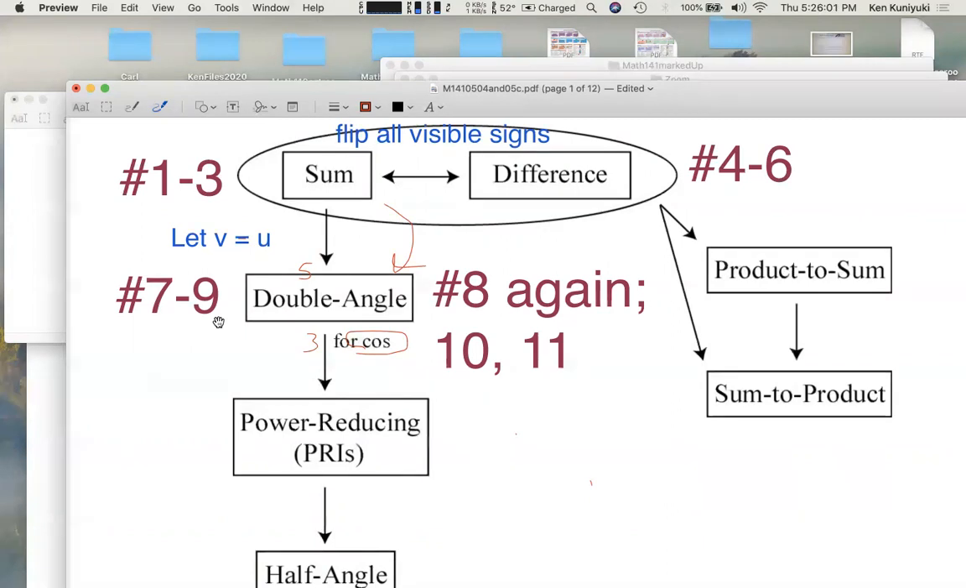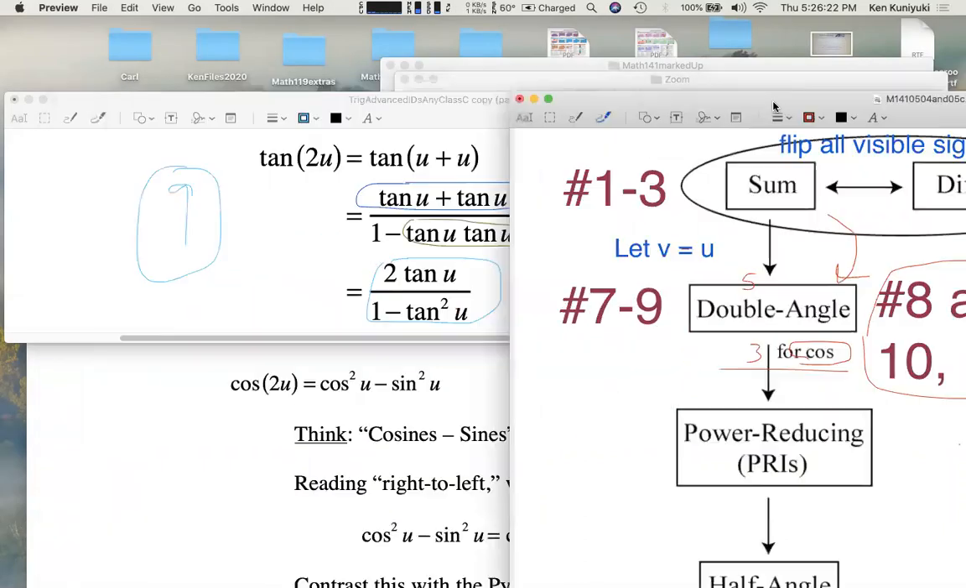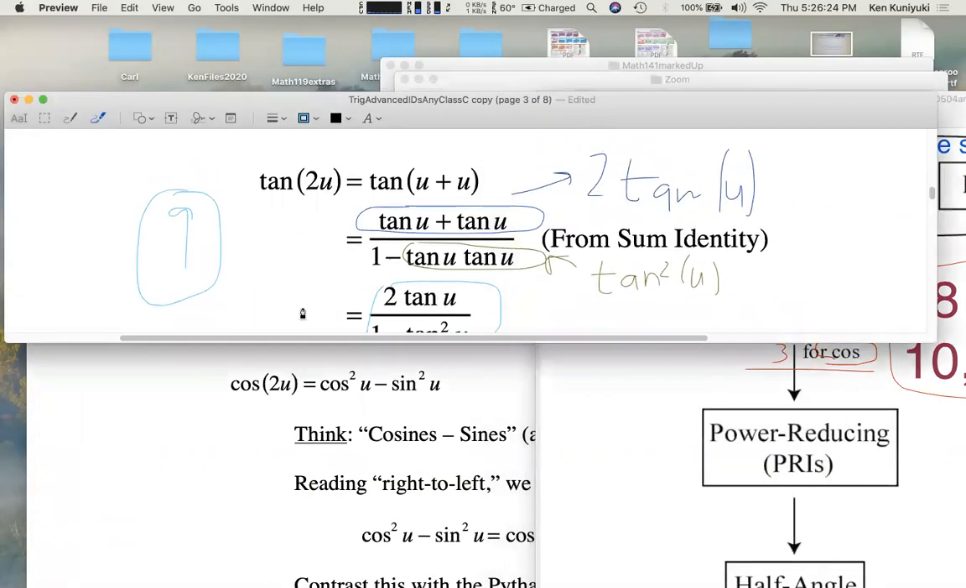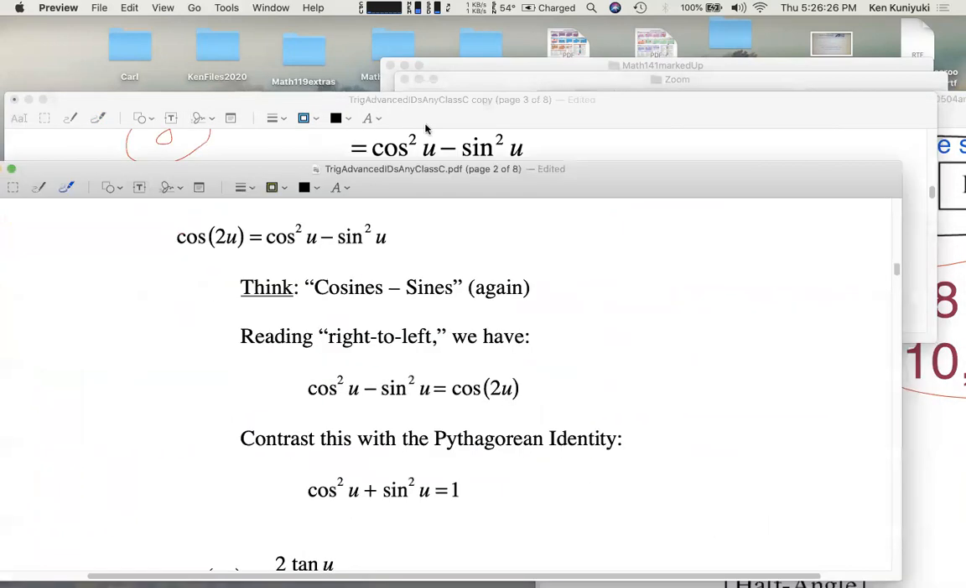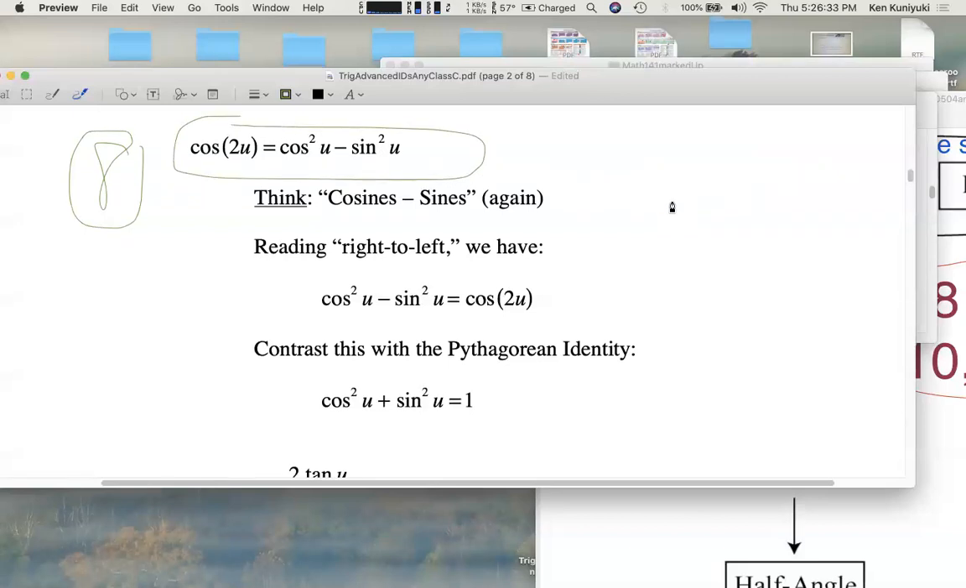But wait, I promised you 2 more double angle identities for cosine. There are a total of 3 double angle identities for cosine, and they're all useful, including number 8, which we just discussed. But we're going to discuss 2 more. This won't take long, actually. So let's go back to here. Here's our number 8: cosine of 2u equals cosine squared of u minus sine squared of u.